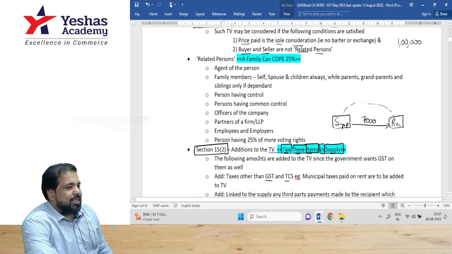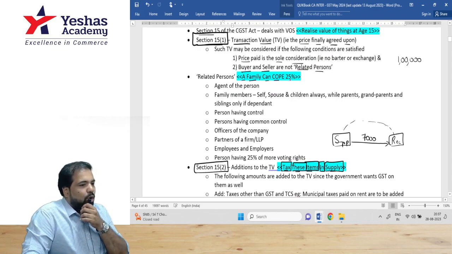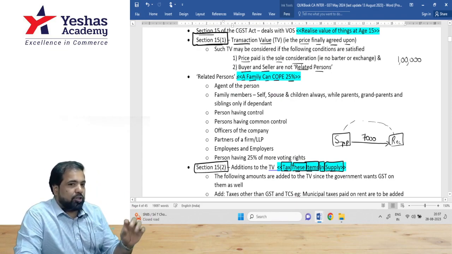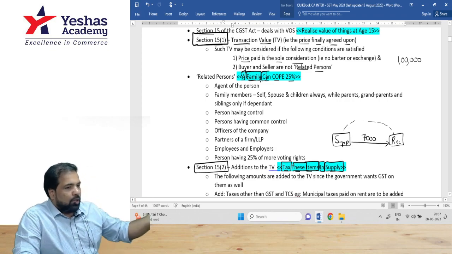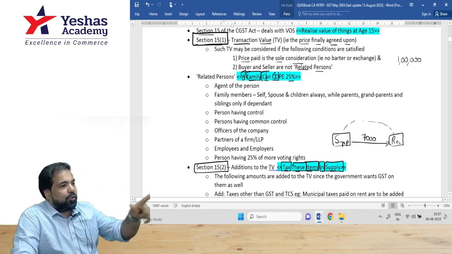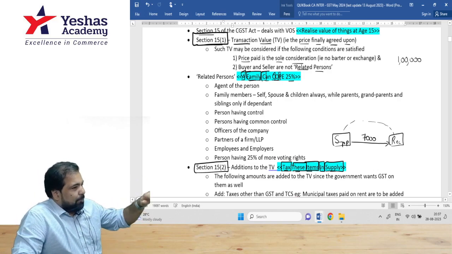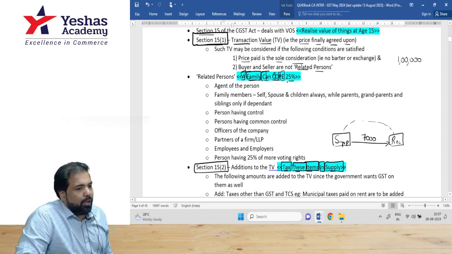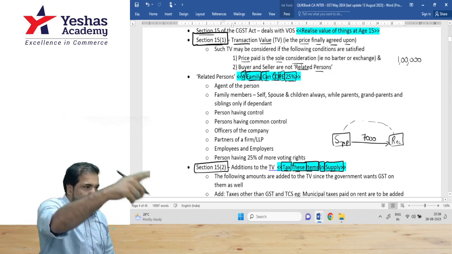6. Guys, is there a definition of related person? A family and 225 same. This definition is used in at least 3 or 4 chapters. First, family. Next, family will be both ways. Next, common control: officers, directors in the same company, partners in the same partnership, employer and employee, and anywhere you control 25% of equity share capital.